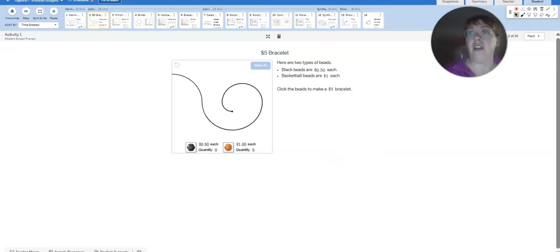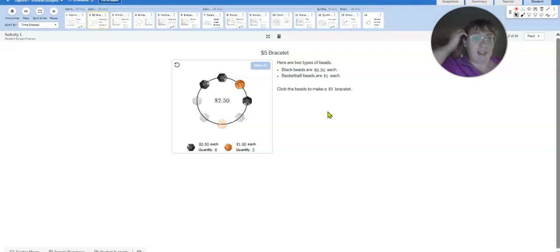So it says, here are two types of beads. We have the black beads that are 50 cents each, and the basketball beads that are $1 each. And it wants us to make a $5 bracelet. So that was 50 cents. There's $1, $2, $3, $4, $5. Yours might look a little different. Maybe there's 5 basketballs. Maybe it's all black beads. But you should get to $5 for your bracelet here.